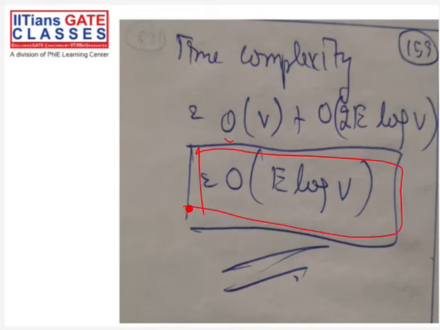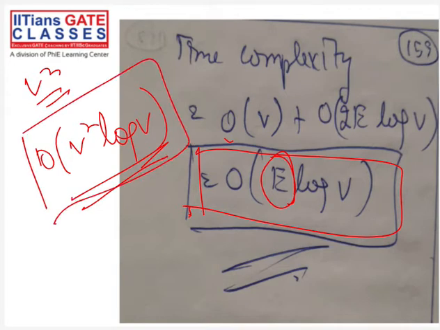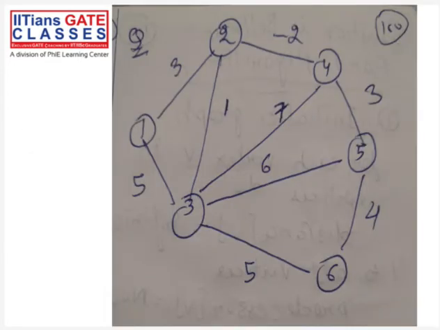Now if e is v square, order of v square, then this gives you a worst case, even worse than the previous algorithm, min heaps. You have to be really careful of how many edges you have in a particular graph. This will give you an even worse case than the previous one. All right, so I think everyone should be clear on this.